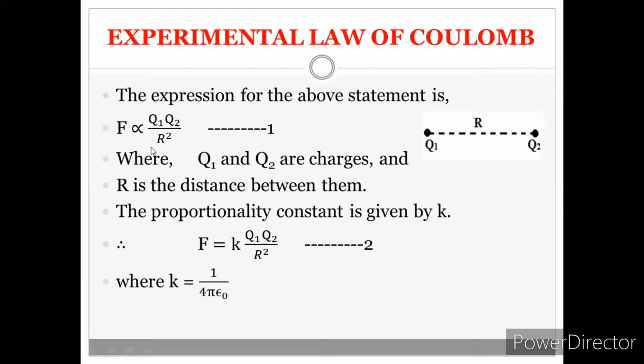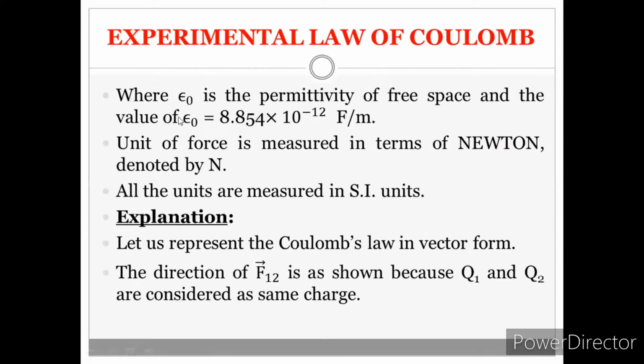Okay, so this proportionality constant is replaced with the help of K, where K is 1 by 4 pi epsilon naught. Where epsilon naught is permittivity of the free space, and the value of the epsilon naught is 8.854 into 10 raised to minus 12 farad per meter. And the unit of the force is measured in terms of Newton, and it is denoted by capital N. And whatever the units specified here are all measured in terms of standard SI units.